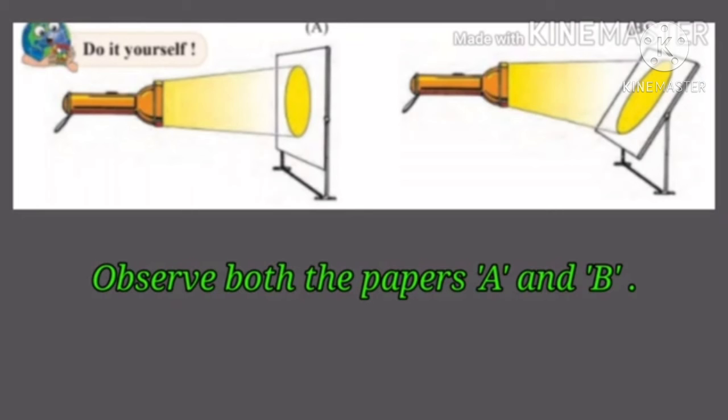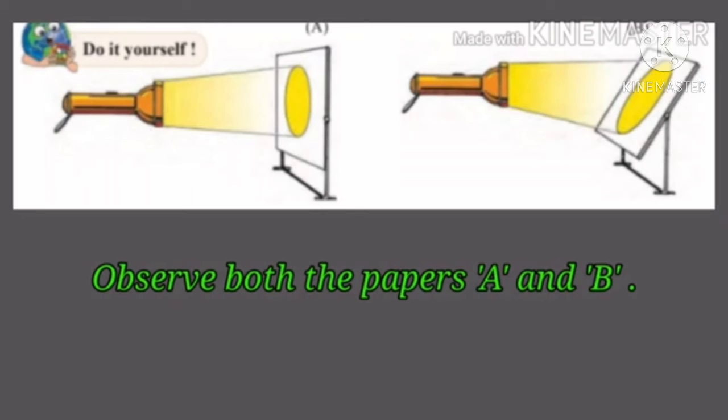Now change the angle between the beam of light and the paper. Observe the changes that occur in the area occupied by the beam of light. The area occupied by the beam on the paper changes with the change in the angle between the beam of the light and the paper.